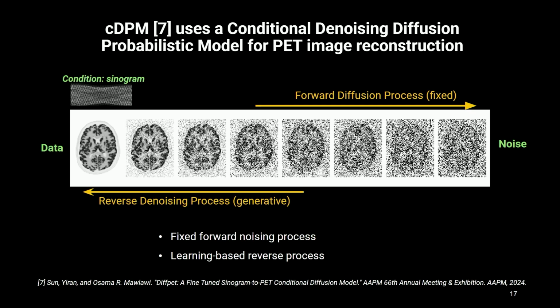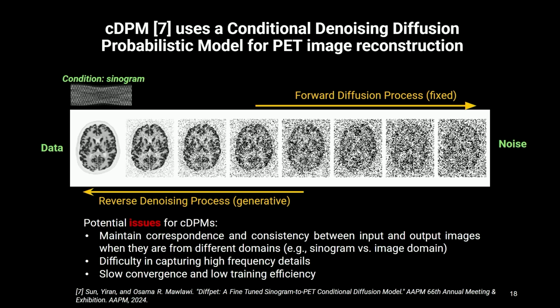And the learning-based reverse process is the generative part. The model learns how to start from the noise and iteratively remove it given the sinogram data until it reconstructs a realistic PET image. So by simply using a conditional diffusion model, which we call the CDPM, we can generate highly realistic PET images. But we also observe some issues about the performance of CDPMs.